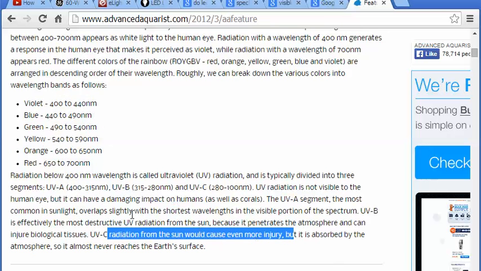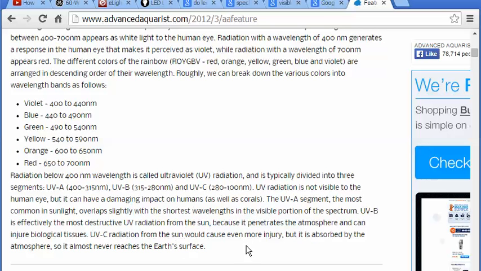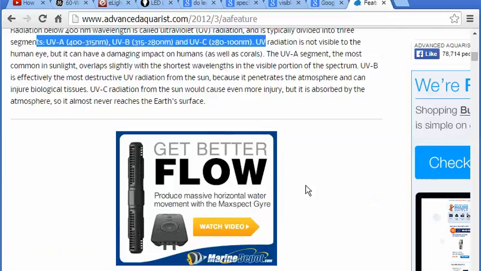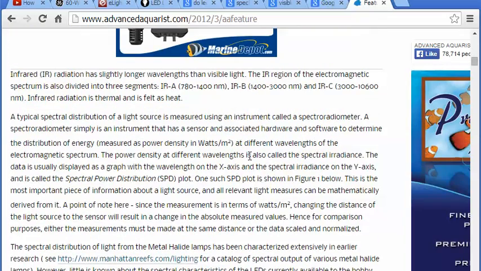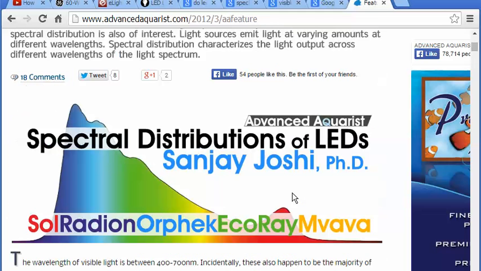Now, the reason I'm reading this so quickly is because this is all information that I already know. I didn't know that it was divided into three little segments, but those are pretty arbitrary, really. The question I'm really looking for, which I thought the title of this article was going to push me toward, was the spectral distribution of LEDs. So I thought I was going to see several examples of different LED lights and find out what their spectral distributions are.